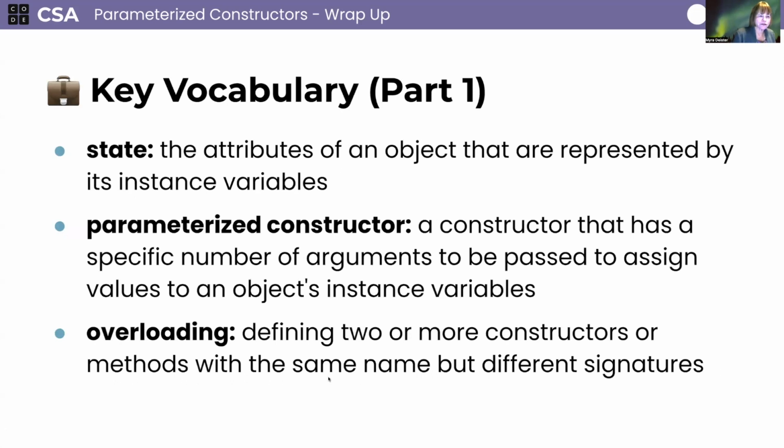Okay, key vocabulary, state. That's the attributes of an object that are represented by its instance variables. Parameterized constructor, a constructor that has a specific number of arguments to be passed to assign values to an object's instance variable. Overloading, defining two or more constructors or methods. Now, they didn't talk about methods, but this also applies to methods with the same name but different signatures. In other words, the same name but different parameters.